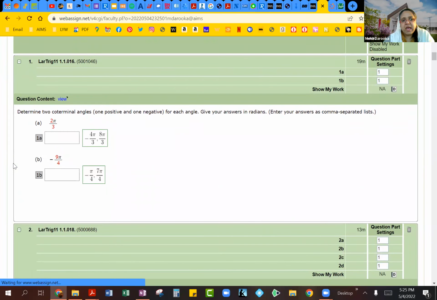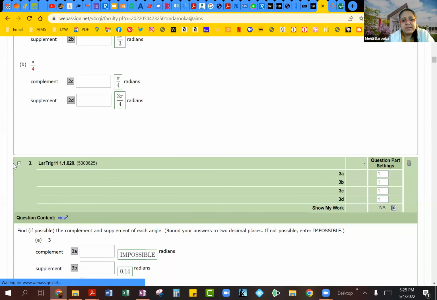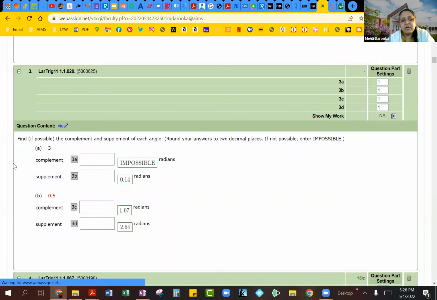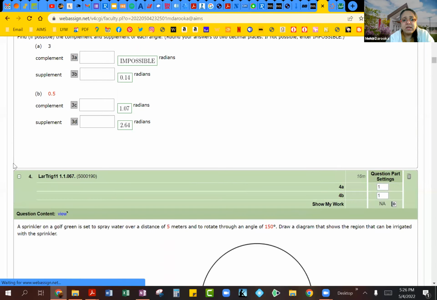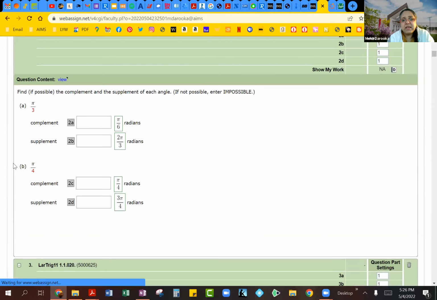Okay, so you can see we have, starting right from chapter 1, section 1, your coterminal angles, complement and supplement. But look at this, you have your complement and supplement over here, and another question with complement and supplement. So the idea is, these ones here are definitely in radians because you can see that's pi over 3, pi over 4.